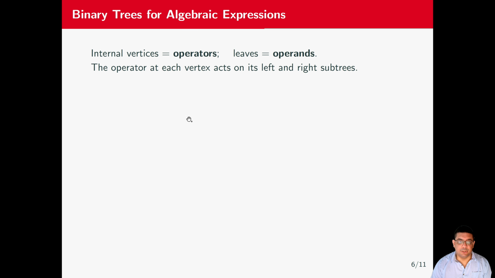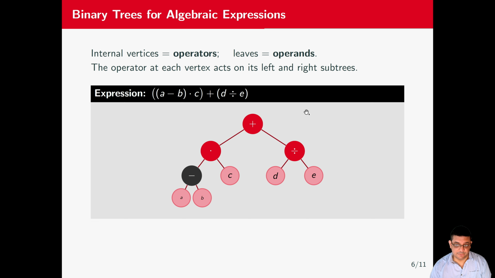Now, with binary trees we can define algebraic operations where the internal vertices are going to be operators and the leaves are going to be the operands. The operator at each vertex acts on its left and its right subtrees. So, for example, here, this expression: a minus b times c, parenthesis, plus the division of d and e. Notice that the terms, the numbers, are going to be the leaves, and each of the signs is one operation that is going to be recorded in one of the internal vertices.